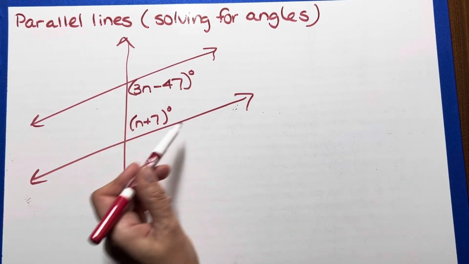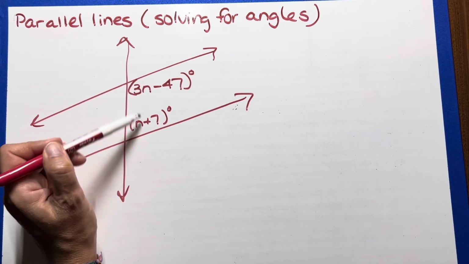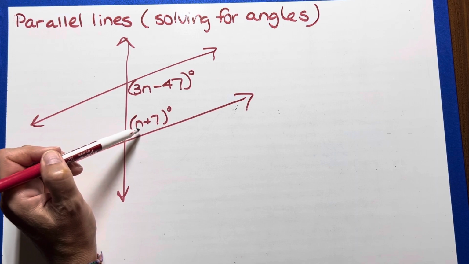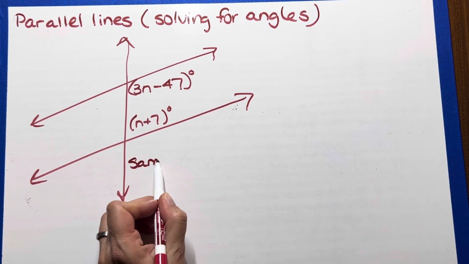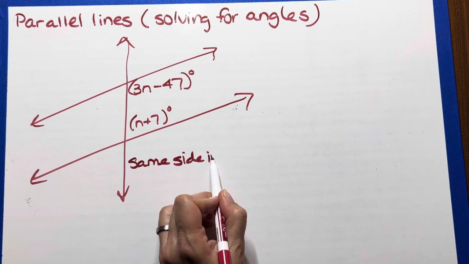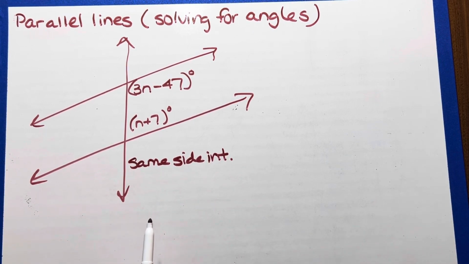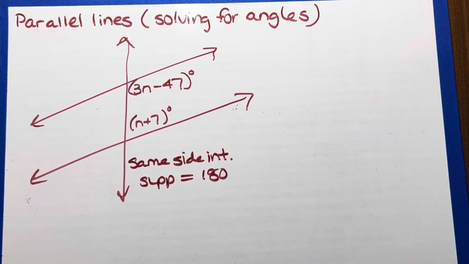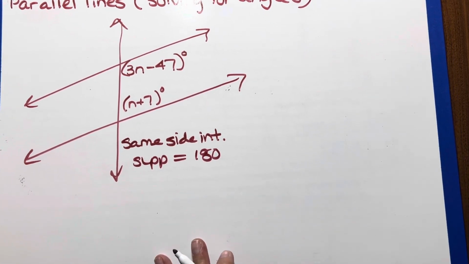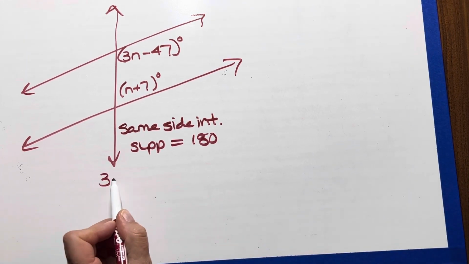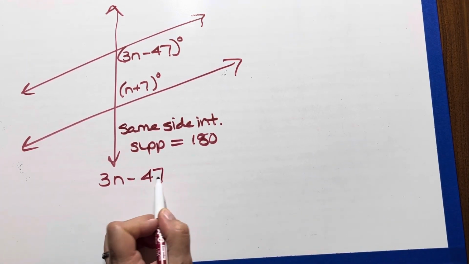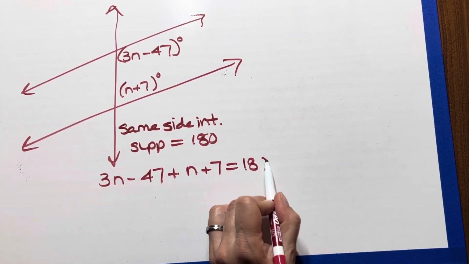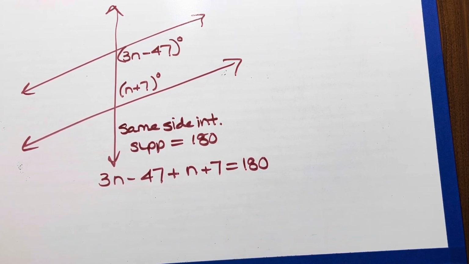So these are my parallel lines. I can tell that these are interior angles. They are between the parallel lines and they're on the same side. So these are same side interior angles, and we know that those are supplements, which means they add up to 180 degrees. So I'm going to write my equation: 3n minus 47 plus the n plus 7, and this is all going to equal 180 degrees.